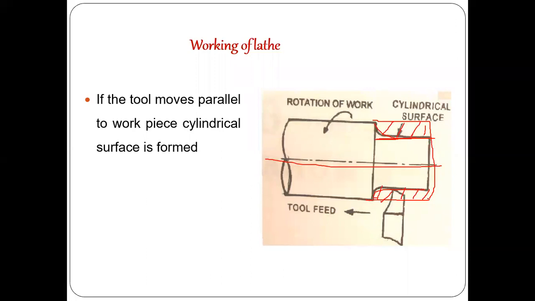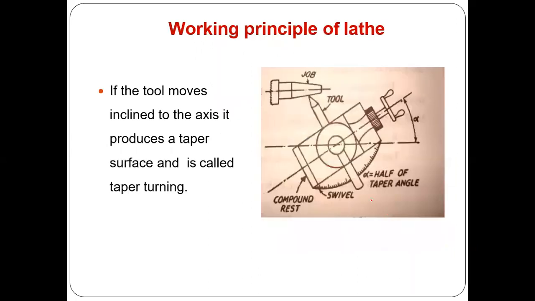If we rotate the tool post at some particular angle, alpha, the motion of the cutting tool makes some angle. In this slide, the tool post is rotated at angle alpha and moves in this direction. In that case you're not going to get a flat, cylindrical surface. Instead, you're going to get a tapered surface. This kind of working principle is called taper turning. If the tool moves inclined to the axis, it produces a taper surface, and this taper surface production is called taper turning.